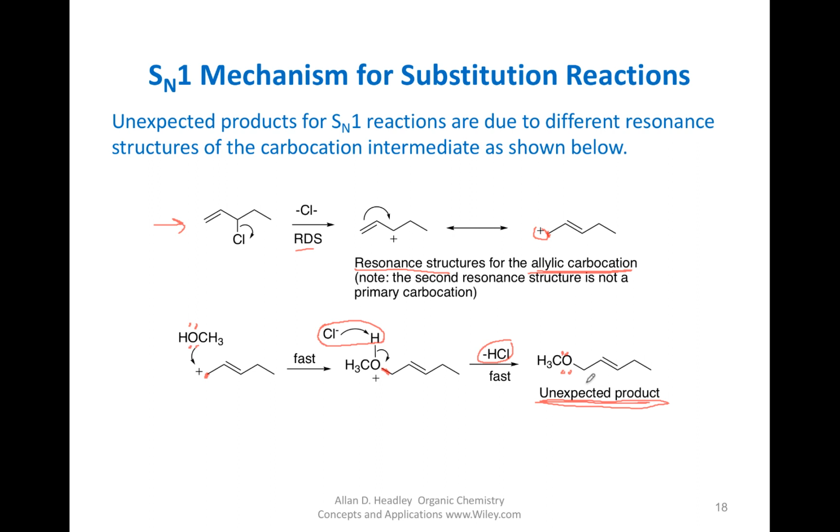And it comes about because the initial intermediate that's generated is resonance stabilized, moving the charge from this carbon to this carbon, and we can have attack from the nucleophile on the other carbon to give the unexpected product.